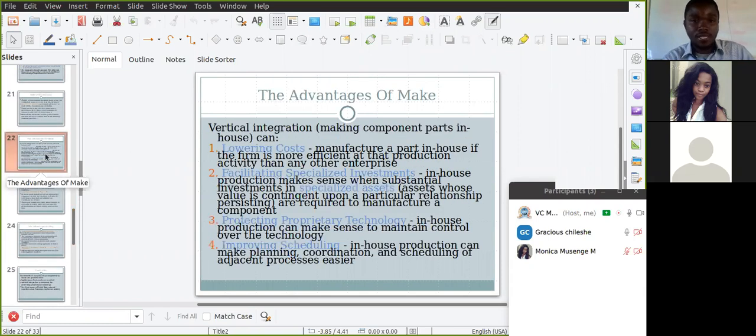The advantage of make, so like you are making yourself now, which is vertical integration, making component parts inside your own firm. The advantages of making the things that you need to use until you have your final product. This lowers cost. Manufacture a part in-house if the firm is more efficient at the production activity. So like you see, efficiency again comes in. If you're producing something in a very good way, at low cost, you can decide to start making the things on your own.